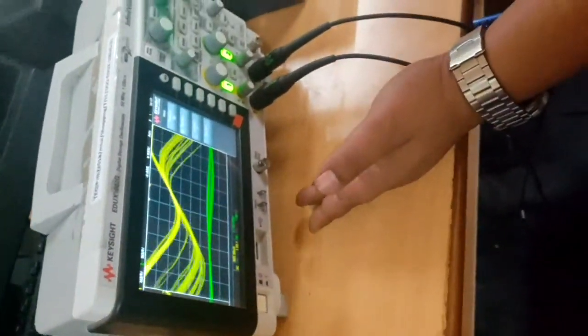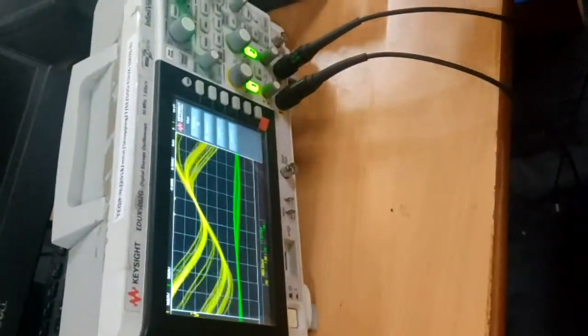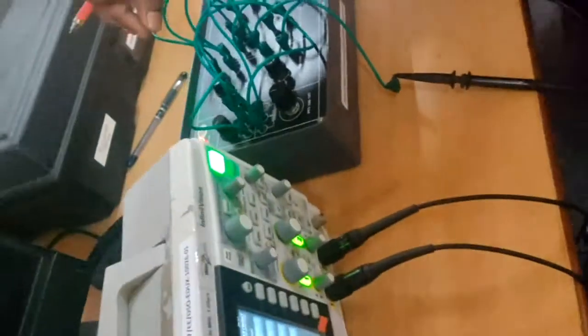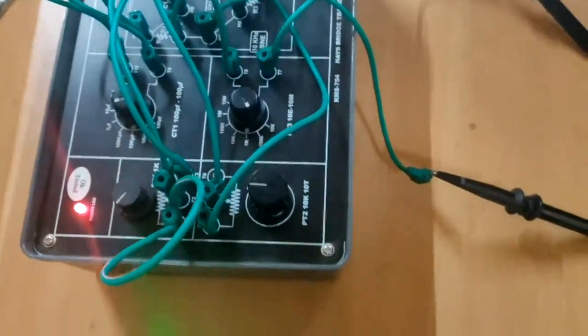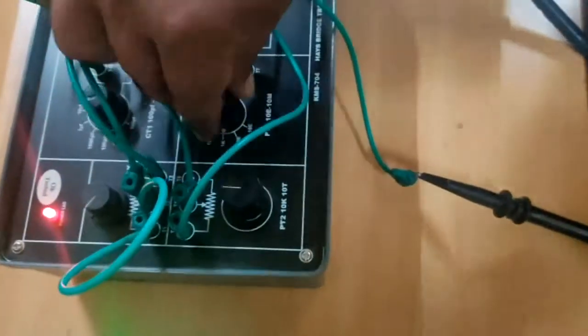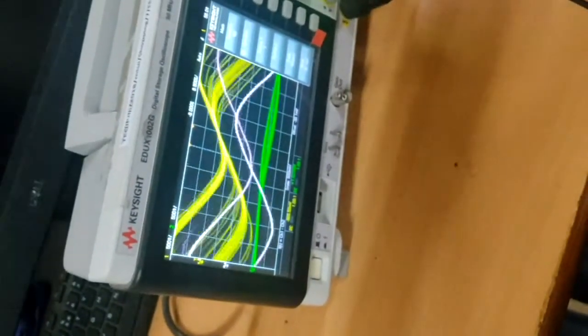Now you can see that we have to balance the bridge. For balancing the bridge, we have to change the values of PT1, CT1 and PT3. So now we will just check it. Now you can see, I'll just explain.